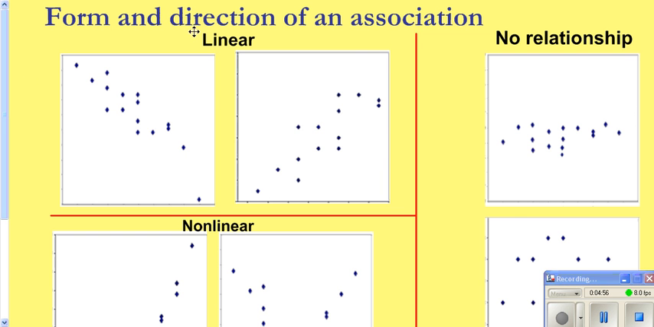So now, let's take a look at the top two here. We would consider both of these to be linear. If we draw in a straight line, for the most part, our straight line would go through the middle of our data.